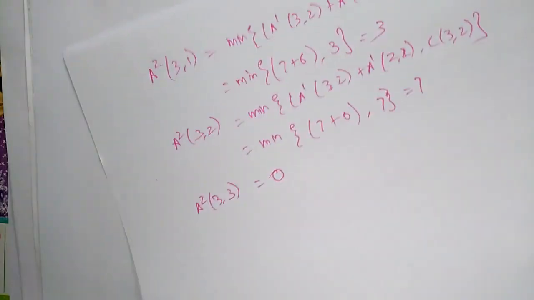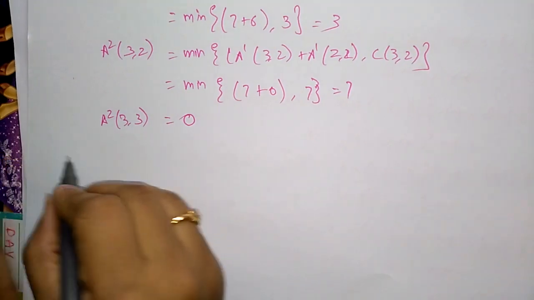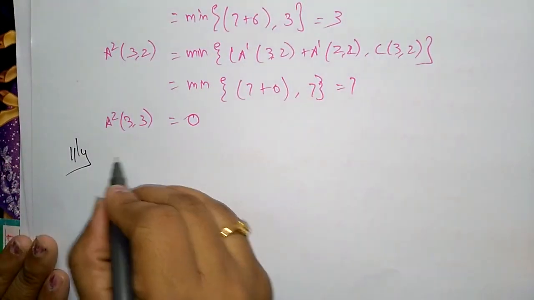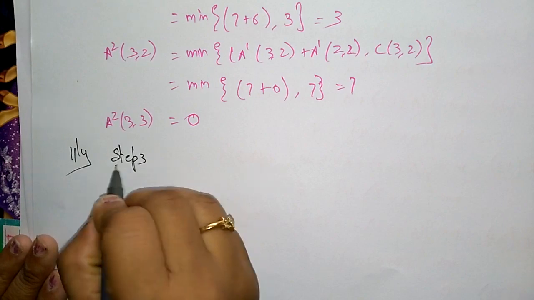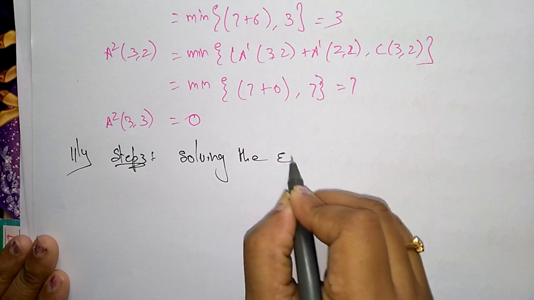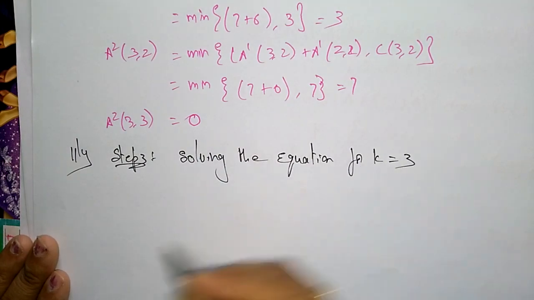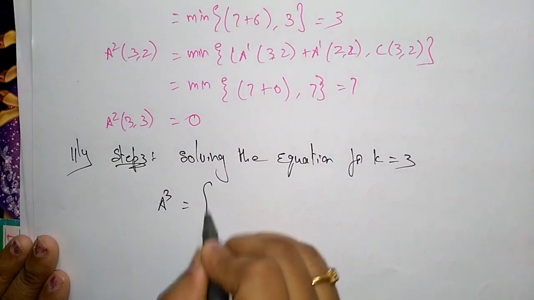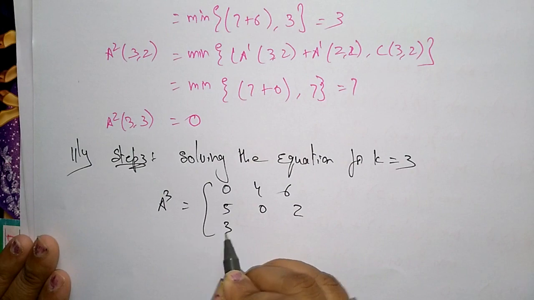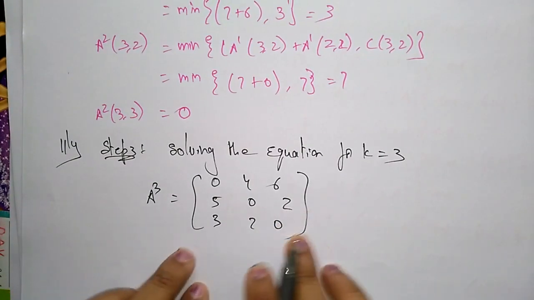In the same way, for the value of k equal to 3, similarly in step 3, solving the equation for k is equal to 3, you will get A3 equal to 0 4 6, 5 0 2 and 3 7 0. Okay. So these are all sequence of decisions.